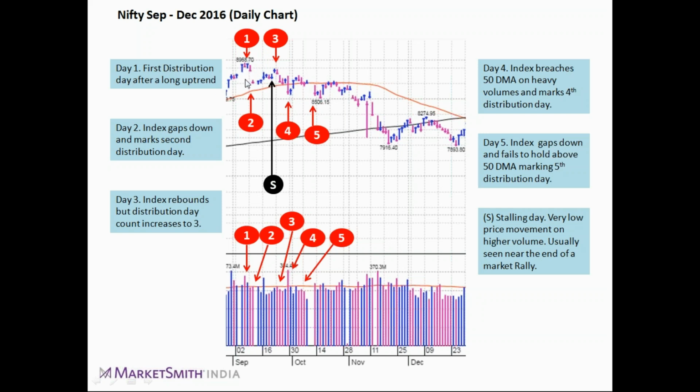So why is this the distribution day? The index was down by more than 0.2%, and if we look at the volumes for that day, they were much higher compared to the previous day, and coincidentally they were also above average. So definitely one is a distribution day. And what happened next? So the point marked 2 here, this day the index gaps down, and it was the second distribution day.